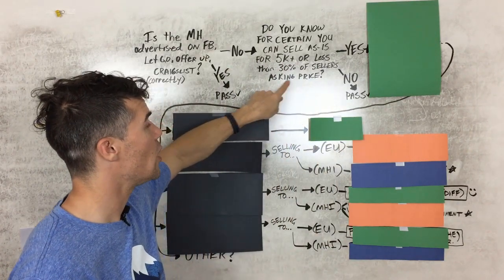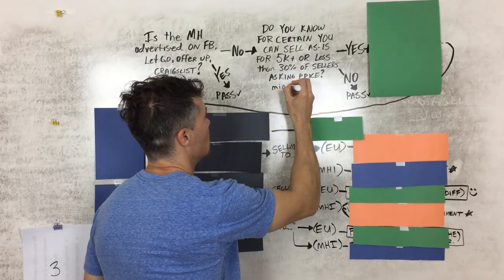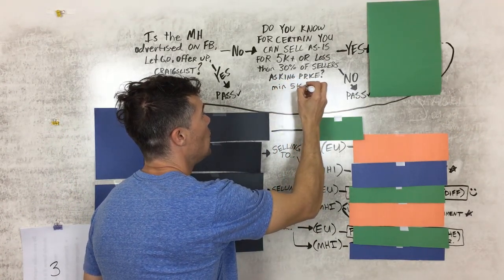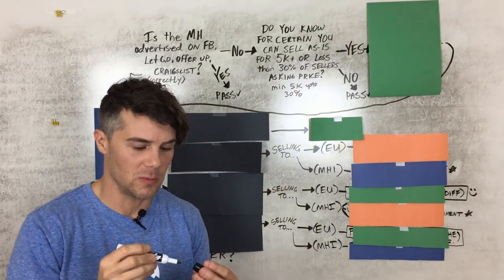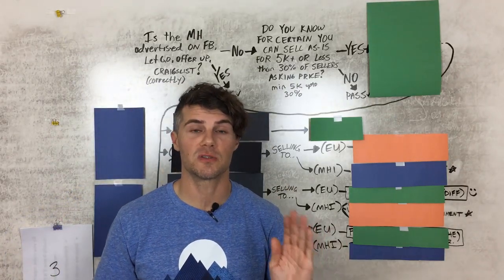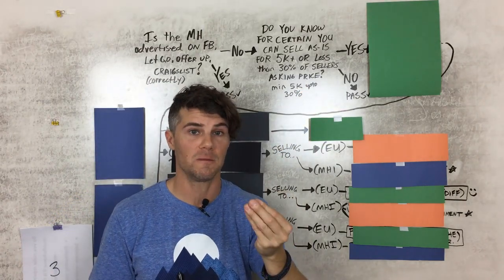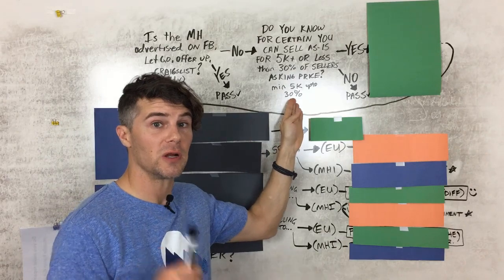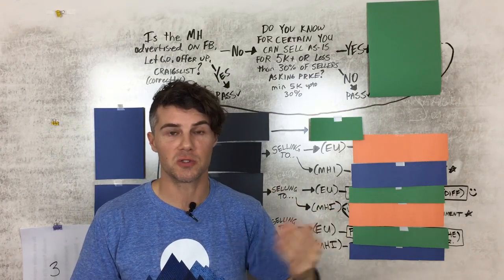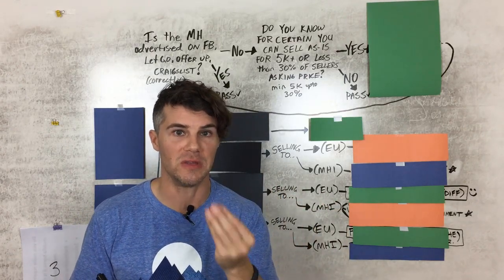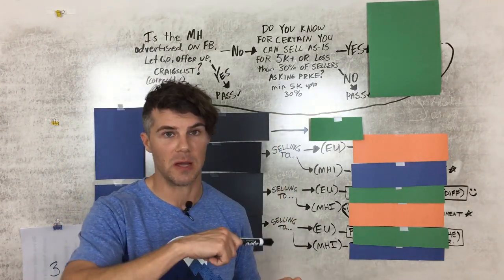This right here means, are you going to make a minimum of $5,000, all the way up to 30% of the seller's asking price? So if the seller's asking $30,000 for their mobile home, are you going to be able to sell that home and profit at least $5,000 or up to 30%? If you're going to profit over 30%, which, if they're selling for $30,000, would be $9,000, so if you plan on making more than $9,000 on the deal, don't wholesale it. There'll be another way to do it, which we'll talk about in just a little bit.